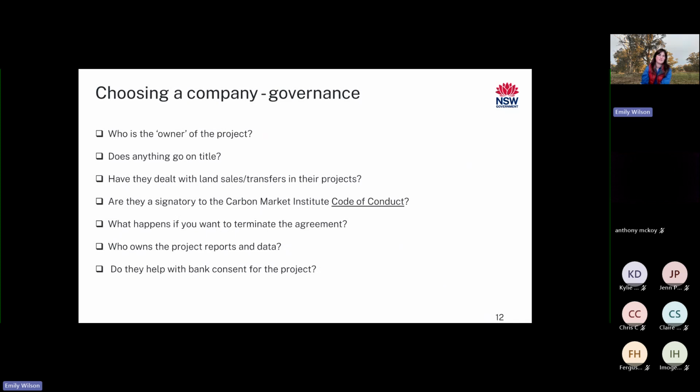A few other things to ask: what happens if you want to terminate the agreement or the contract between yourself and the company, who owns the project reports and data, and also, if you need to get back consent for the project, do they help with that?